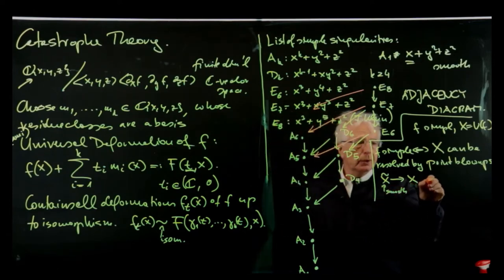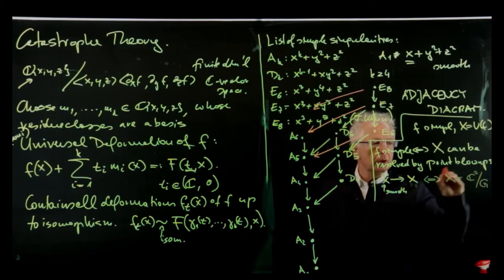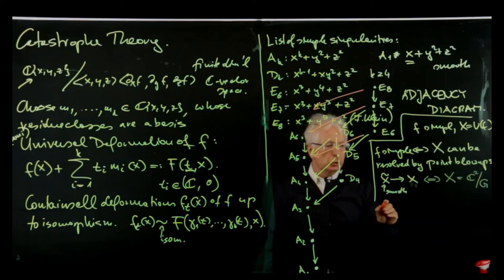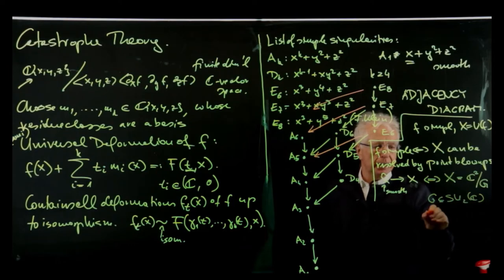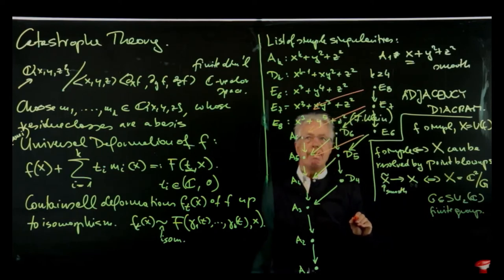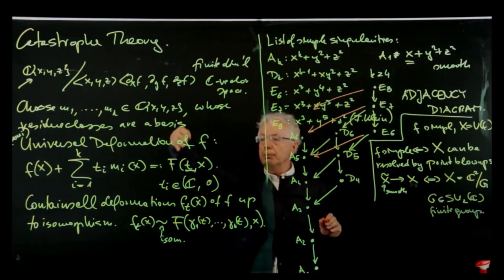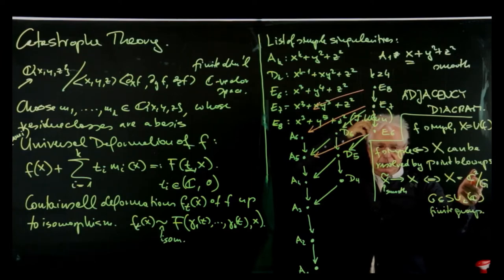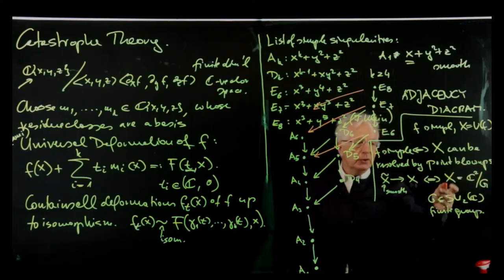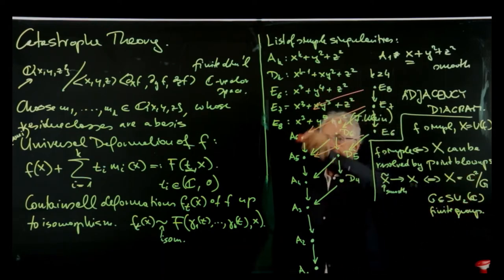The next equivalence is that X is C^2 modulo a finite group G in SU(2, C). So that's very surprising. Now we have here a definition which relates to diffeomorphisms, holomorphic maps, automorphisms, and so on. And here we are suddenly in a very concrete and almost finite setting. We take a finite subgroup of SU(2, C), we take the quotient, and we get precisely this list.